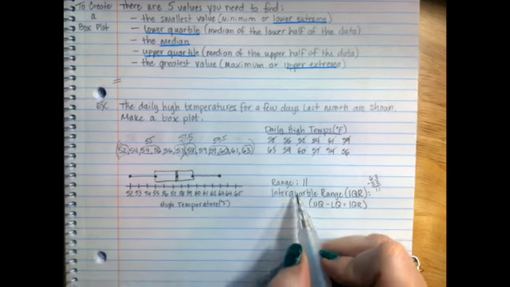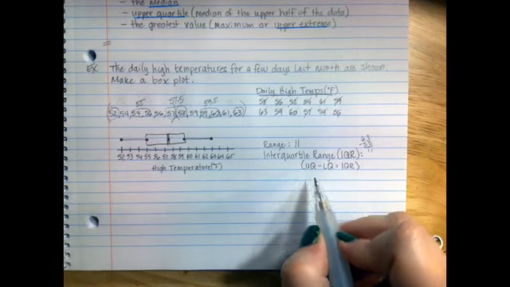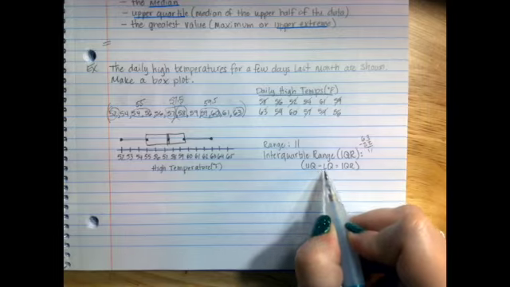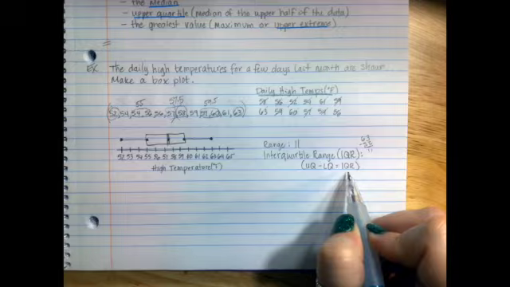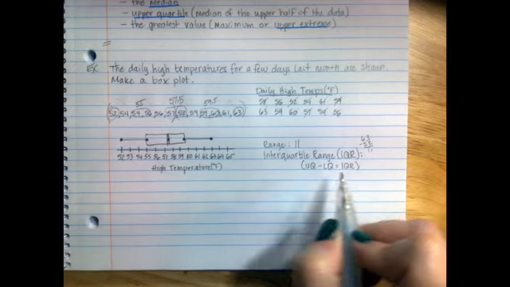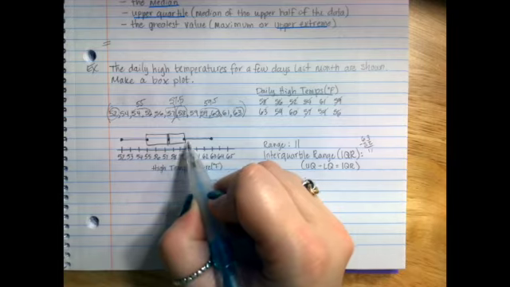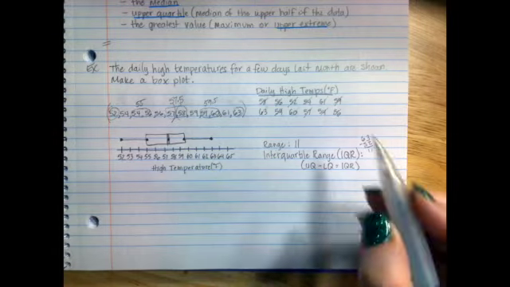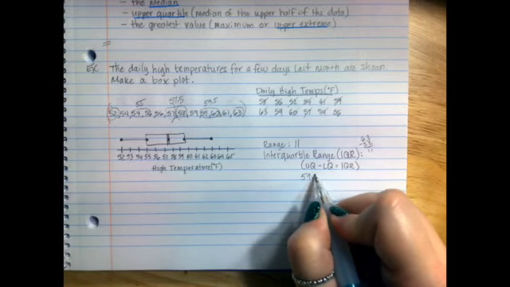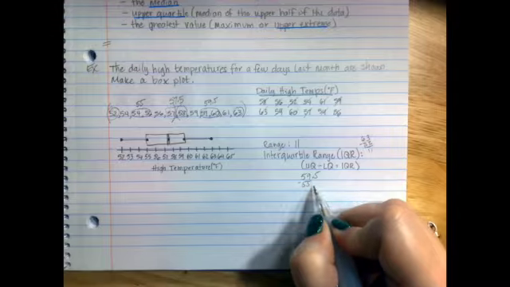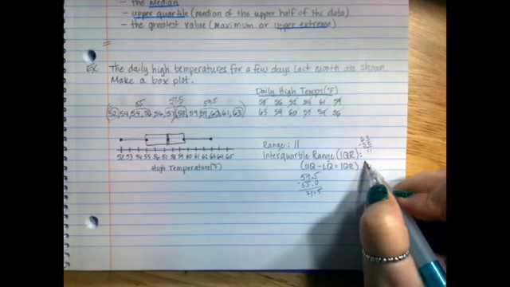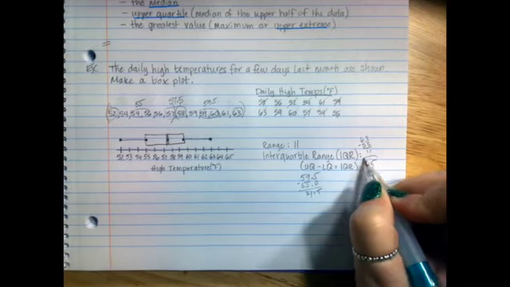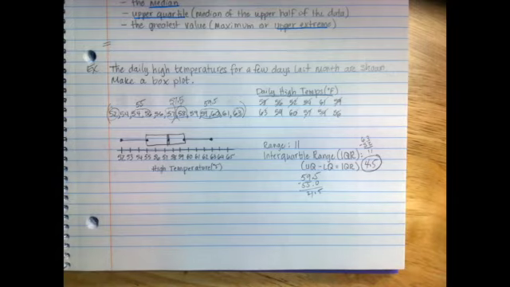Now there's this other thing called an interquartile range. That's where you take your upper quartile and subtract your lower quartile. That gives you your interquartile range. My lower quartile was 55 and my upper quartile is 59 and a half. So 59.5 minus 55 gives me 4.5 for my interquartile range. I hope this helps you.